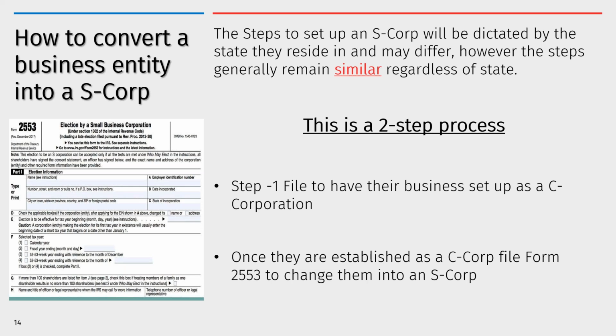Once they are established as a C Corp, you're going to file Form 2553 to go ahead and change them into an S Corp. And the reason that these steps are listed in this manner is before any corporation can become an S Corp, they have to be approved by the state to be a C Corp. So that's why you have to take, I don't want to say an unnecessary step, but an extra step in the process, where you're going to have to go from sole proprietor to C Corp, from C Corp to S Corp.